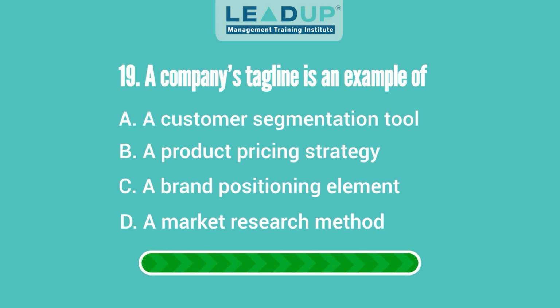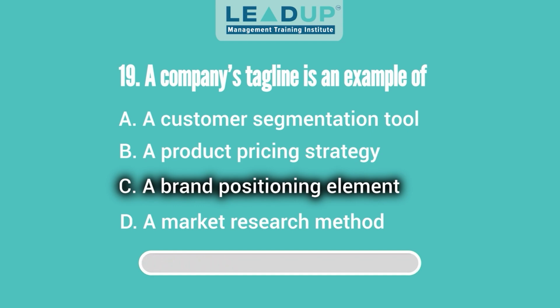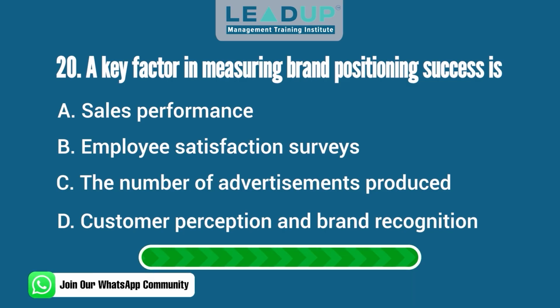Question 19. A company's tagline is an example of A. A customer segmentation tool. B. A product pricing strategy. C. A brand positioning element. And D. A market research method. Answer: a brand positioning element.